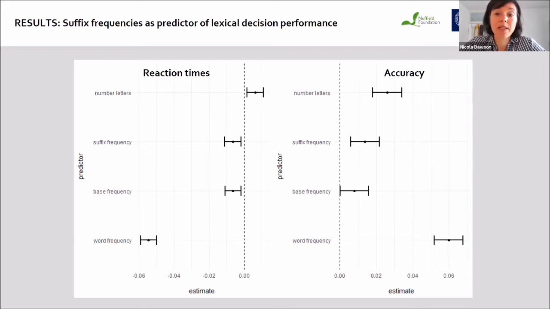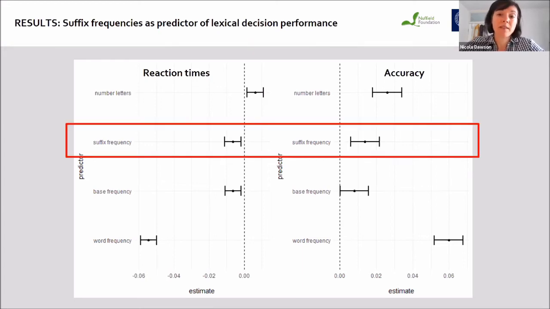And in both models, the predictor accounting for the most variance was, unsurprisingly, word frequency. But we do also see a significant effect of suffix frequency in both models, even once we take into account word frequency, base frequency, and word length. So words containing higher frequency suffixes were responded to more quickly and accurately on average compared to words containing lower frequency suffixes.